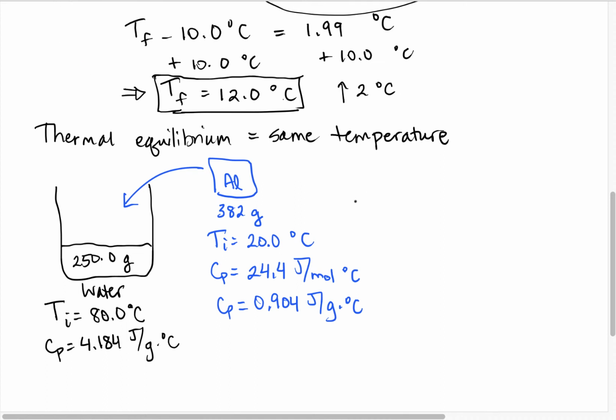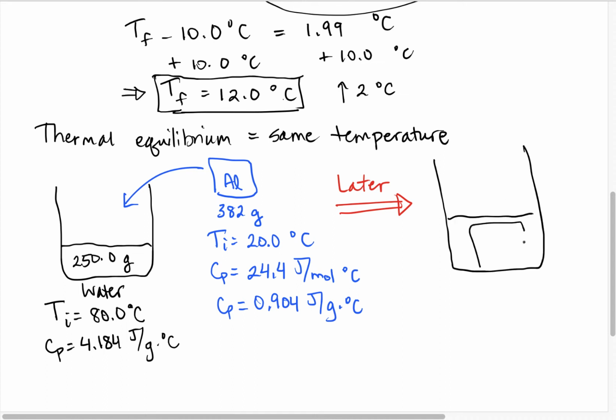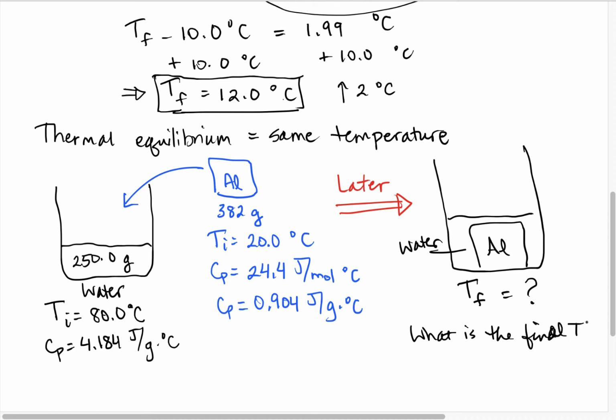So we're going to put these two together, and then we're going to wait. And sometime later, we know that these will both be the same temperature. So we've got our water, we've got our chunk of aluminum. They are at some final temperature, which we don't know what it is. So that's our question. What is the final temperature? What is our equilibrium temperature?